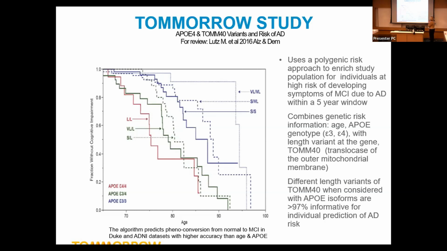Yeah, this is working. So this is using a polygenic risk approach to enrich the study population, combining the 3 variables that I said, and we get about 97% coverage of information about individual risk for developing disease.